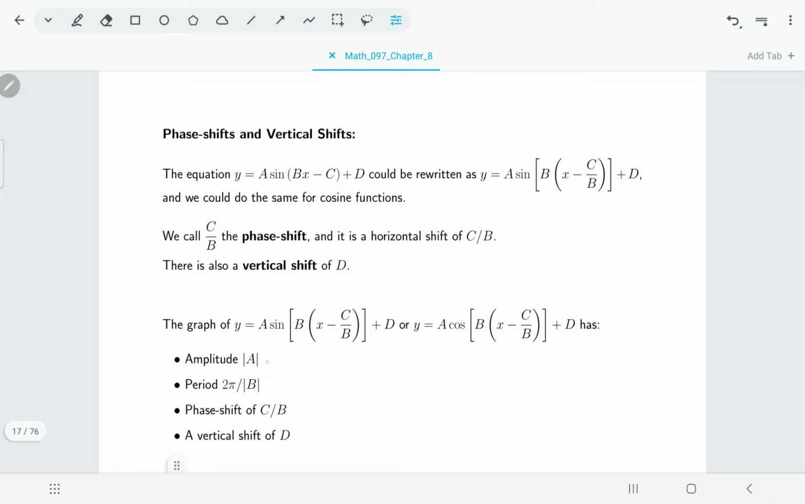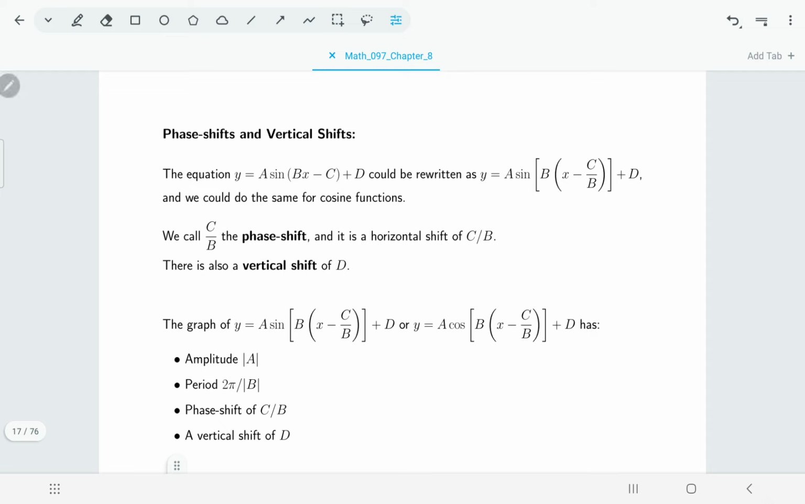Amplitude and period, they both involve absolute values because both of those are measures of distance. Amplitude is the distance from the middle to the top or the middle to the bottom. The period is the distance from the beginning to the end of one cycle. Distances need to be positive, so that's why they both involve absolute values. Phase shifts and vertical shifts could be positive or negative depending on whether we're shifting up or down or left or right.